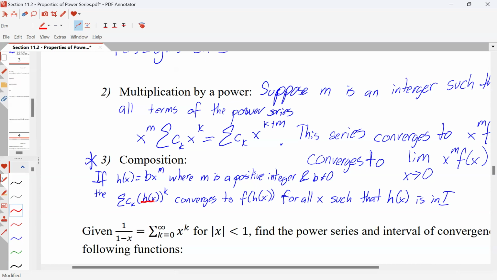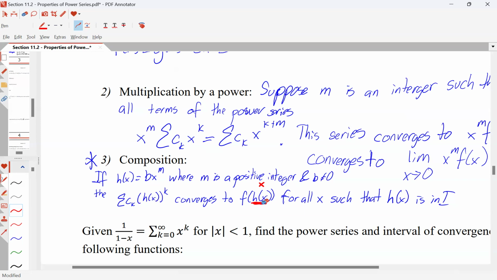This is just taking h of x and putting it into the place of x. Because we had the power series c sub k x to the k, and we've just taken a function and put it inside. So just a term with a power as the function, but it is still just composing a function inside by putting that function in the place of x.